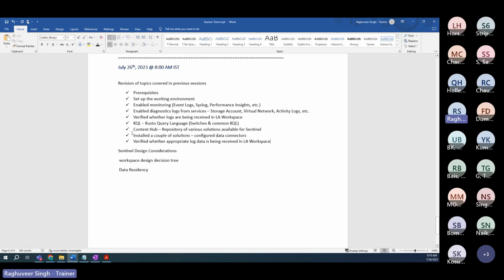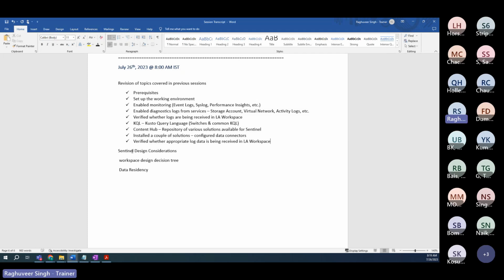I'm trying to summarize. Let me know if you have any questions from all of these topics that I just summarized, before we move on to the design and architecture discussions, which is more of a theoretical session. Then we'll move on to the configuration of Sentinel once again, the way we were doing it last week. But today we want to focus on the design discussions, the architectural best practices, the workspace best practices.